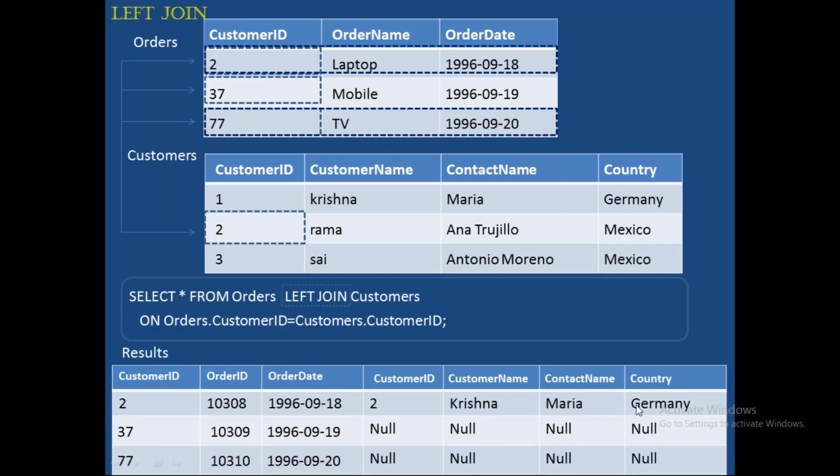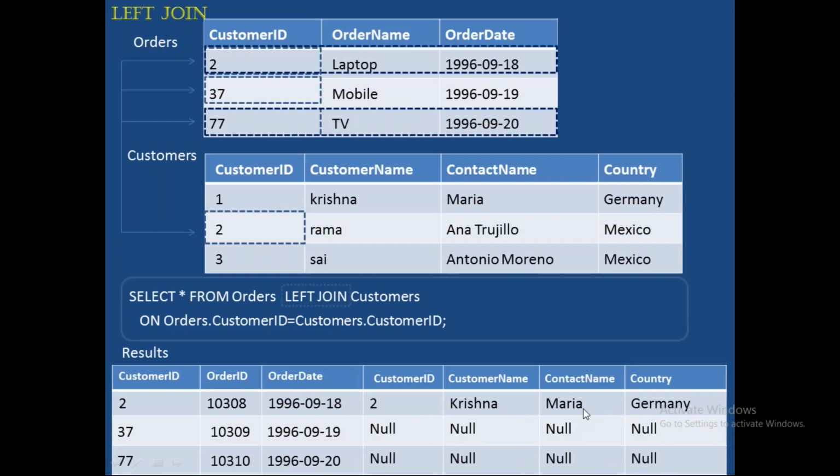I have here a matching record. Here you see I have unmatched records, that is 37 and 77. These are from the left table, but the corresponding customers I don't have in my group. That's why I'm getting null.